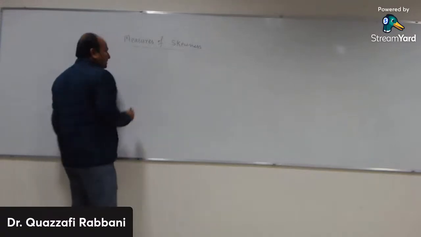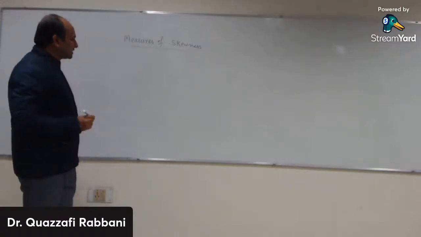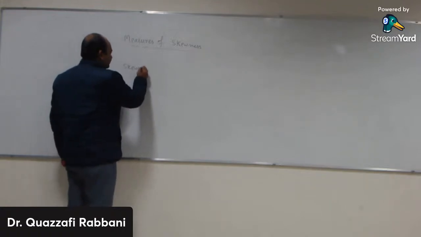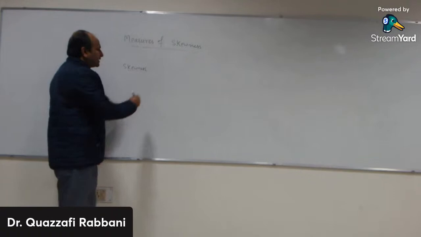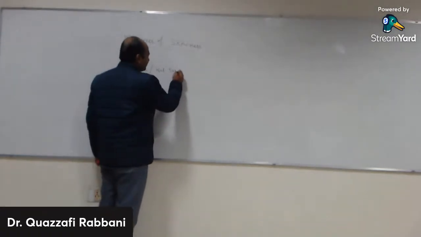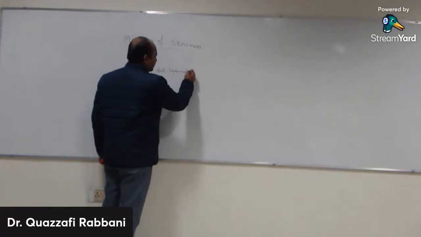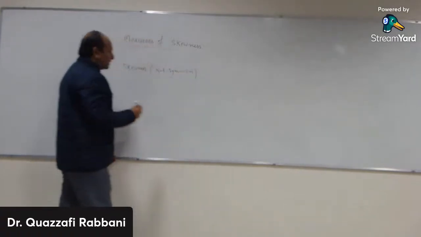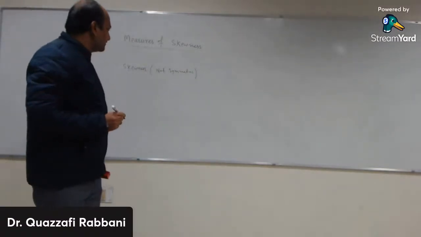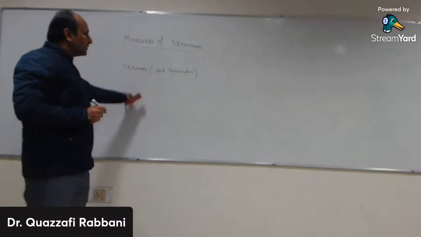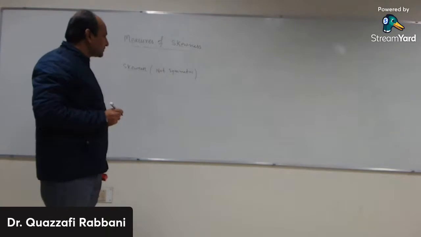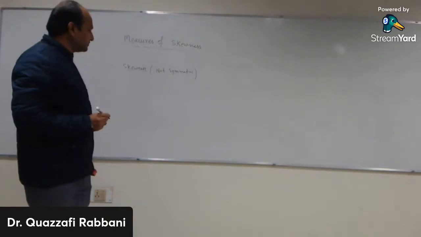Skewness is nothing but asymmetry, which is not symmetry. It is the study of the shape of the curve. In skewness, we do the study of the shape of the frequency distribution, or the shape of the curve.